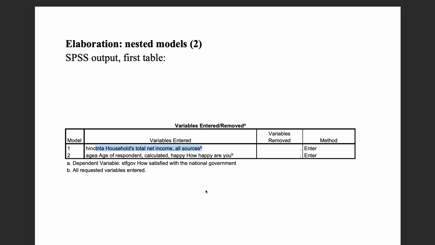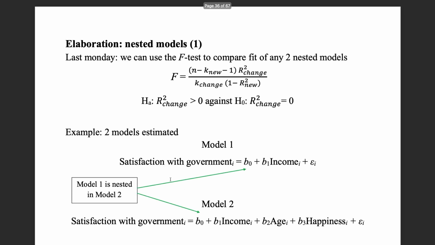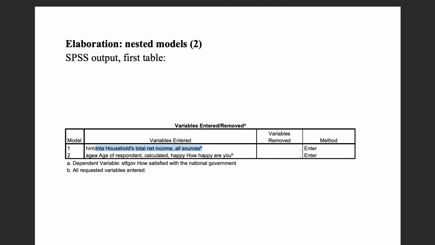what variables you included there. Remember, I wanted to have in the first model just income as an independent variable. So here it says HINCTNTA, the variable that we use to measure income, is entered in the first model. But then it also tells you for the second model which additional variables have been entered into the model. It assumes that income is already in there in the first model, so it doesn't have to tell you about it anymore, but it does tell you what the additional variables are that have been included in your second model, which in this case is age and happy.